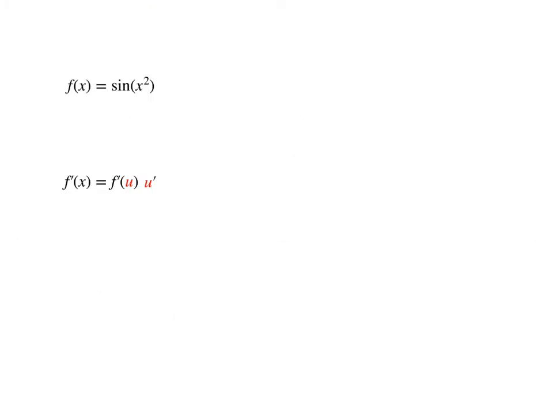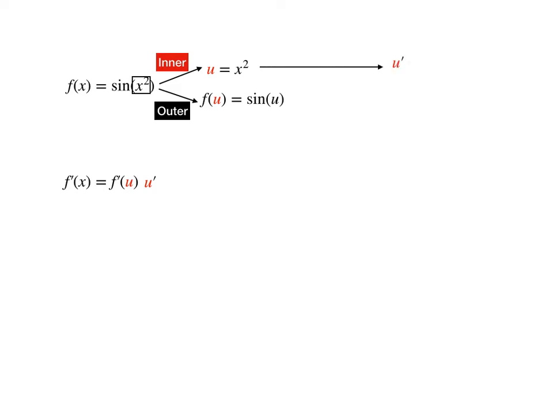Now let's look at another example. The function f of x equals sine of x squared. We identify the inner function is x squared, so we let u equal x squared. The outer function is sine, so f of u equals sine of u. Again, if u equals x squared, u prime is going to be 2x using the power rule. If f of u is sine of u, then f prime of u is cosine of u.